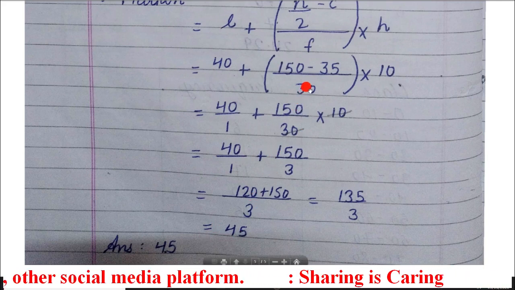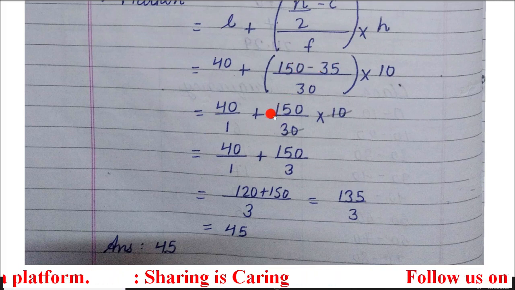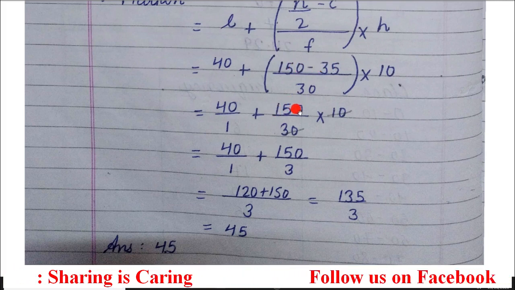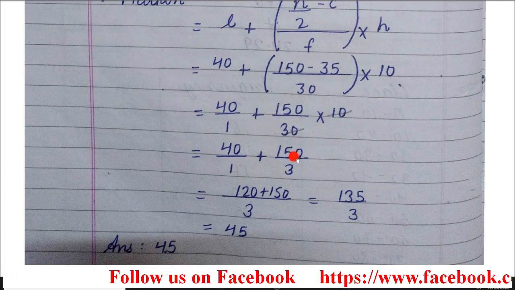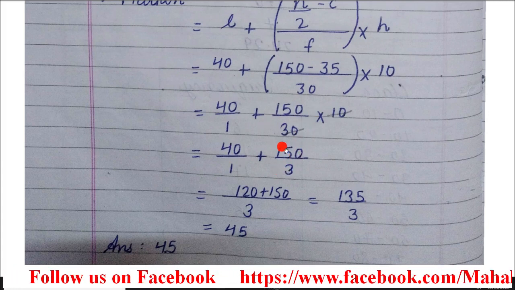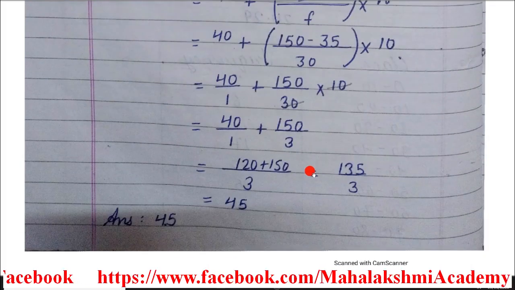So how will you do it? Write here only 50. So 50 minus 35 is 15. So this 0 is extra. Here also this 0 is extra. Cancel it. And then just do your own calculation. By the given data, just do your own calculation. That will give you the answer.